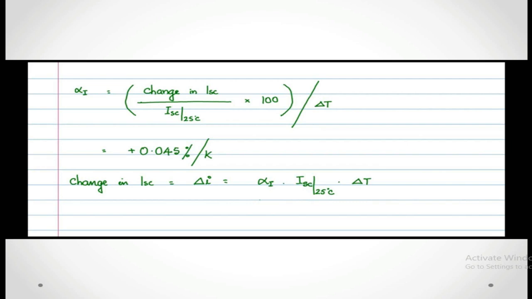For a resistor, which is a temperature dependent quantity, we calculate the change as delta R equal to alpha R delta T. Similarly, for change in ISC, we are going to write alpha I delta T. Here alpha I is the temperature coefficient of ISC, and I is ISC at 25 degrees centigrade, and delta T is the change in temperature. Here the change in temperature is from 40 degrees to 25 degrees. So this delta I by 100 will give us percentage.